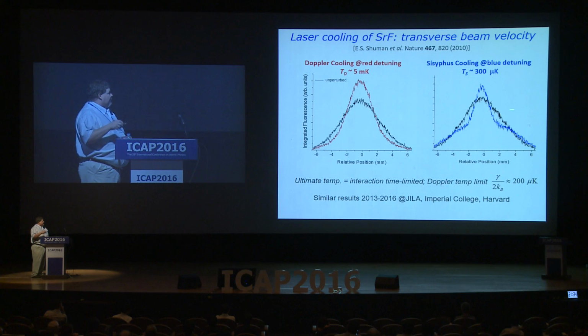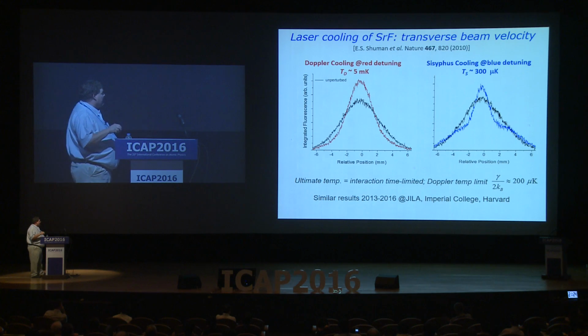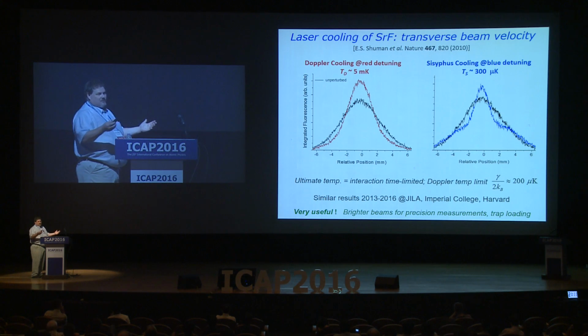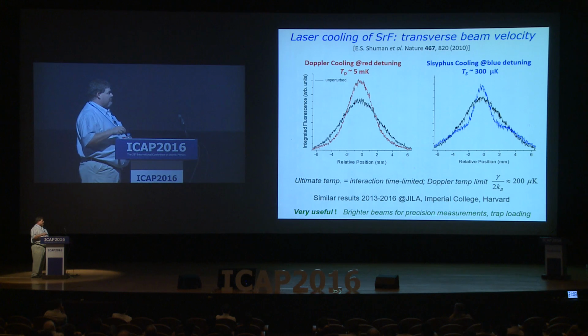And I'll point out this sort of transverse cooling has now been demonstrated with quite similar results at Gila, at Imperial College, and at Harvard, and I know a few other groups are working on this now as well. So again, in some sense, this was the first demonstration that it's even possible to do laser cooling on a molecule. But I'll also emphasize that the act of transversely cooling a molecular beam is very useful in and of itself. This is a way of brightening the molecular beam and delivering more flux downstream for precision measurements, such as EDM measurements, and for loading traps downstream as well.